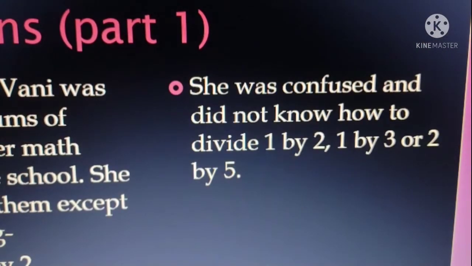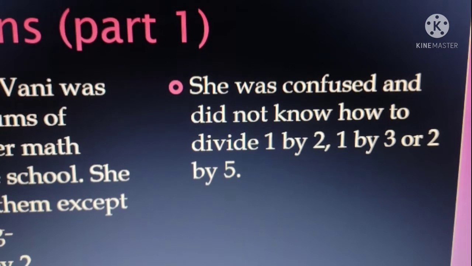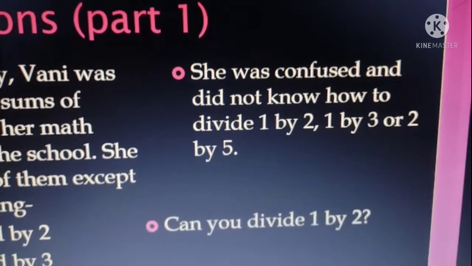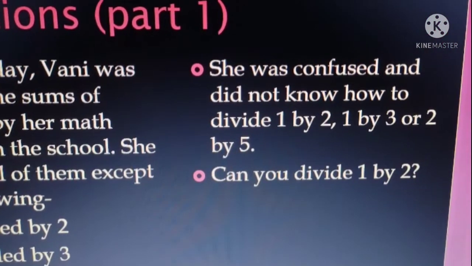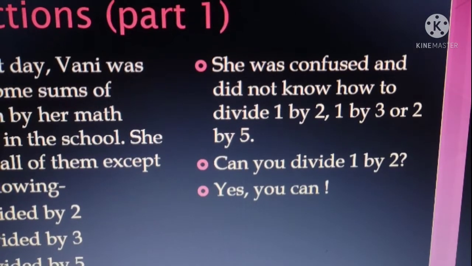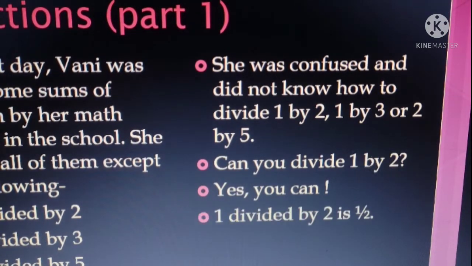Then she was confused and did not know how to divide 1 by 2, 1 by 3 or 2 by 5 because the dividend is smaller than the divisor. So she was confused. Now the question is, can you divide 1 by 2? So the answer is obviously we can. So when 1 is divided by 2, our answer will be 1 by 2. You can see here 1 by 2. This one is read as 1 by 2. You can also write 1 by 2 like this. Both are same. Okay?